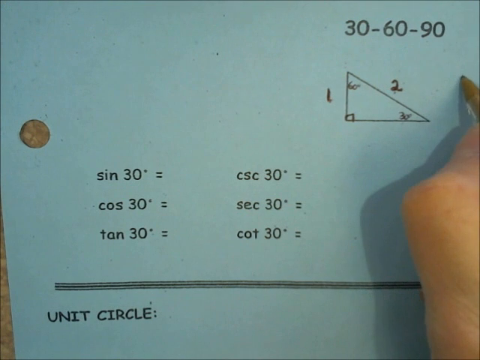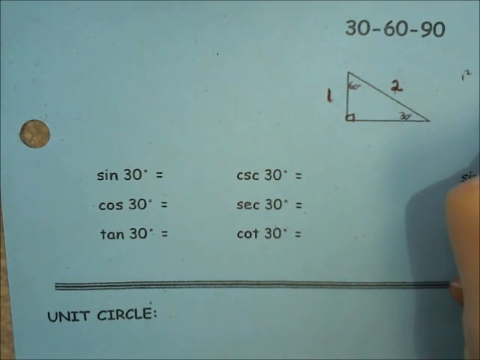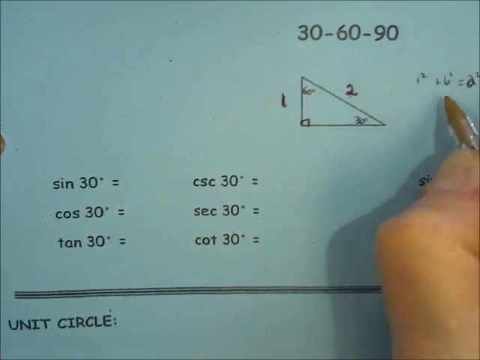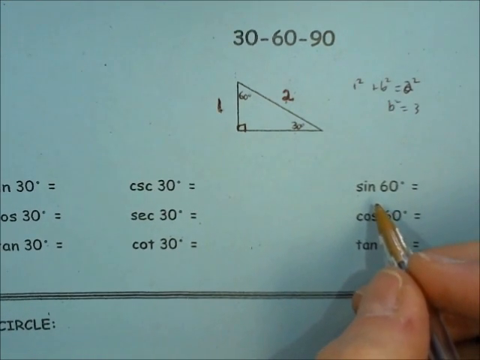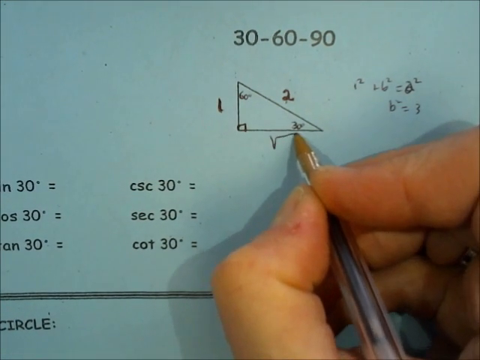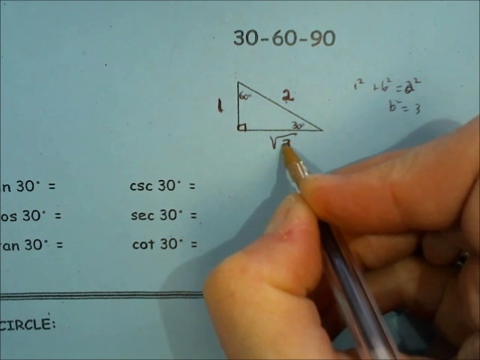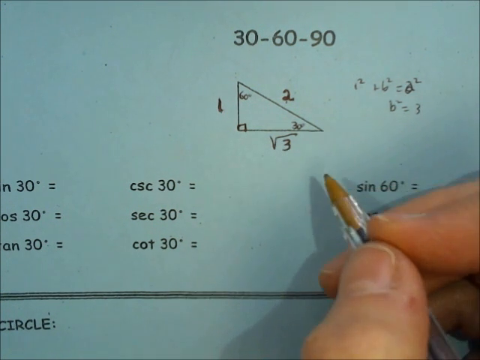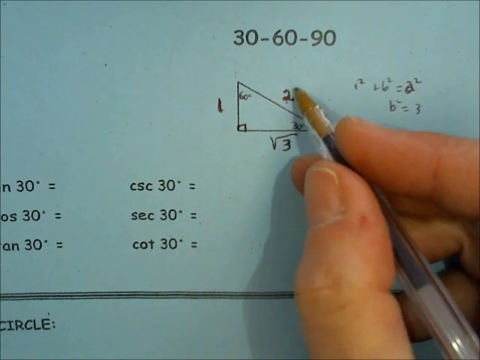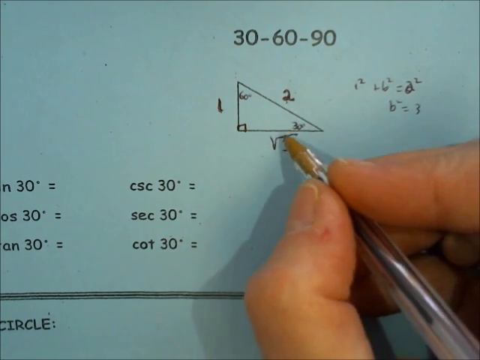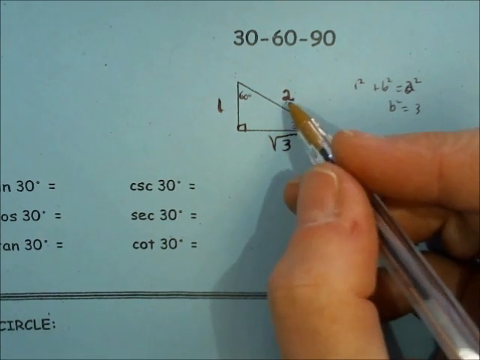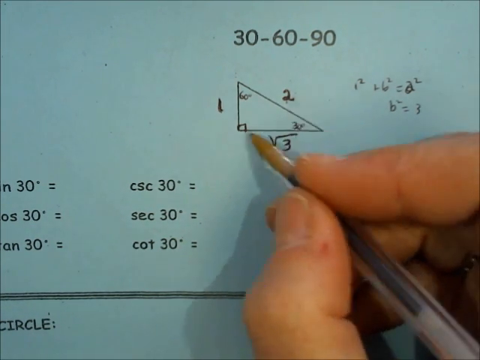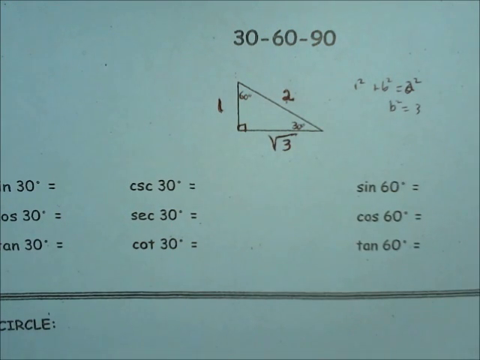Well, if you do a squared plus b squared equals c squared, 1 plus b squared equals 4. So b squared is equal to 3. So b is equal to the square root of 3. So this side over here, opposite the 60-degree angle, is square root of 3. A lot of people get these two sides mixed up, so just be careful because the square root of 3 is really less than 2. And you know the hypotenuse is always the longest side, so just try not to mix those two sides up.